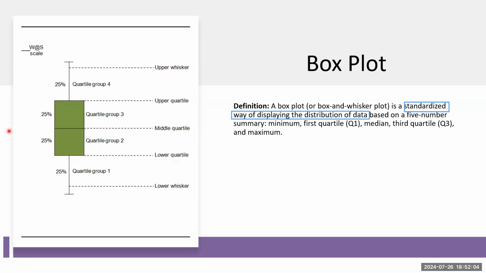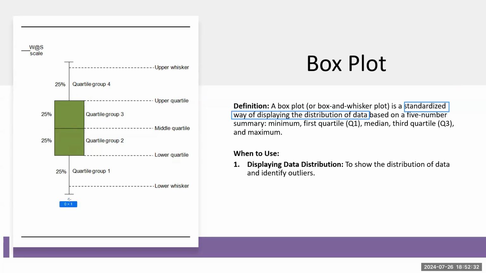then you would want to say that most of the students had very similar scores. So when do we use box plots? One, to display data distribution, to show the distribution of data and identify outliers. Yes, we can identify outliers here. Sometimes you can also have, let me draw something here, some outside which is like this.